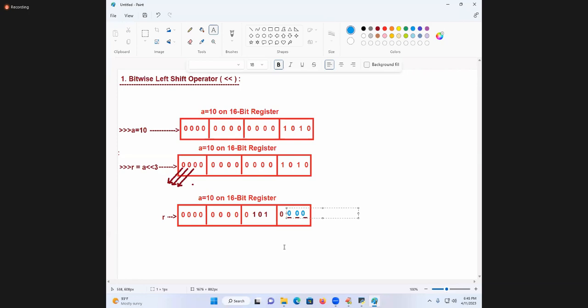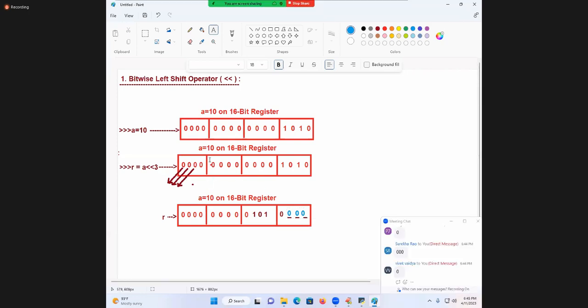So tell me now, what is this becoming? Are you understanding the shifting to this side now? Everything is moving just one bit towards left side. When I move 1 bit towards left side, the last 3 things will become what? Spaces. Those spaces will be containing 0. Now tell me, what is this value? When I print R, it is supposed to print the data in the form of the decimal number system or not? What is this value, please?